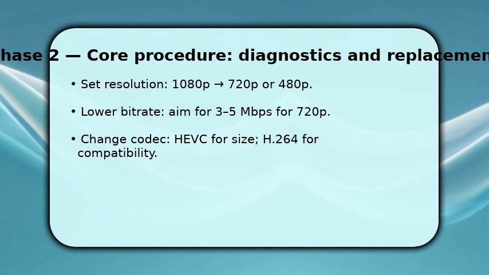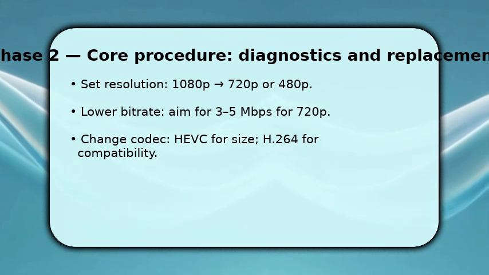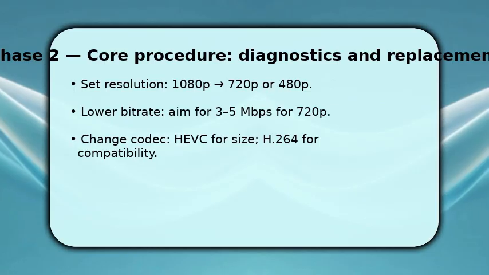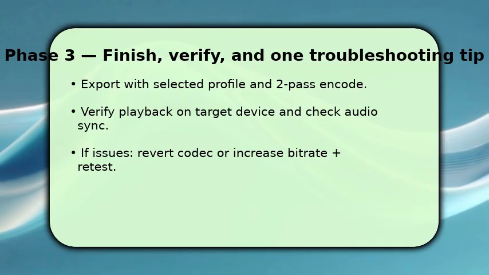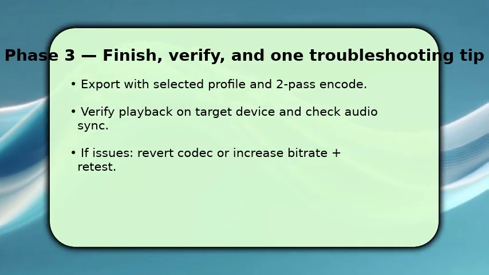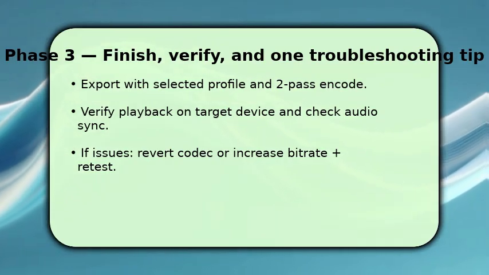Finally, use a 2-pass encode for steadier quality. This trades time for a more consistent result. Export the file using your chosen profile and enable 2-pass encoding when available. This gives steadier quality for your set bitrate.